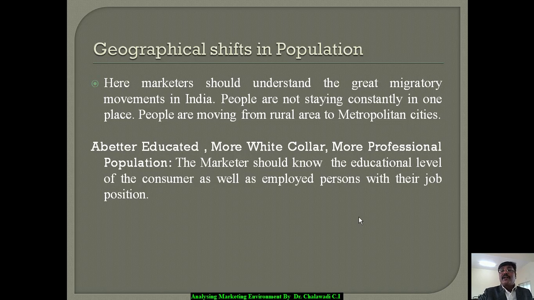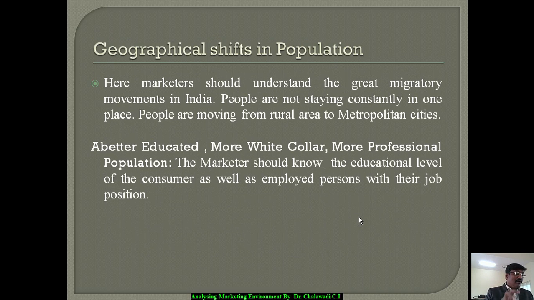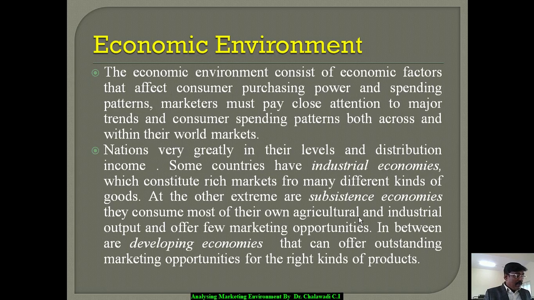So that's why the marketer should know the education level of the customer as well as the employed persons with their job positions, right? So this is about the demographical environment, right? Demographical environment.